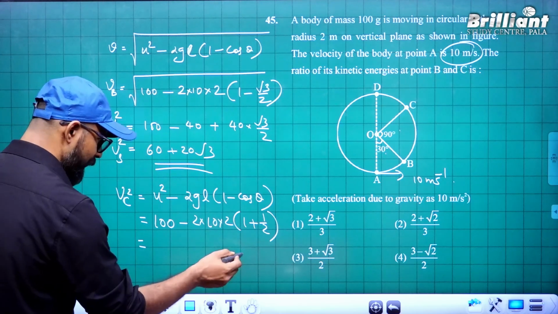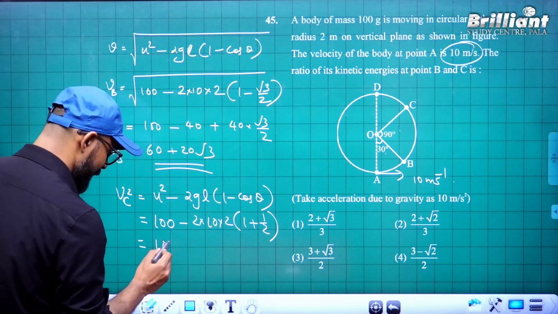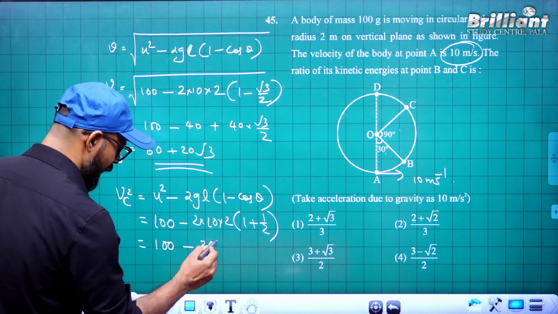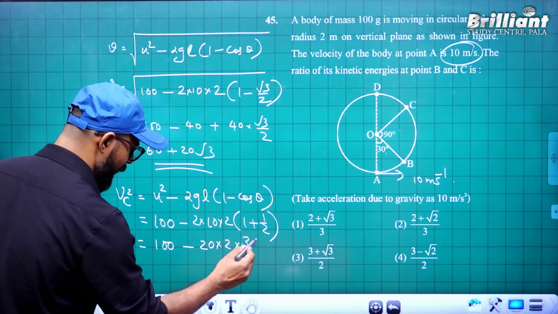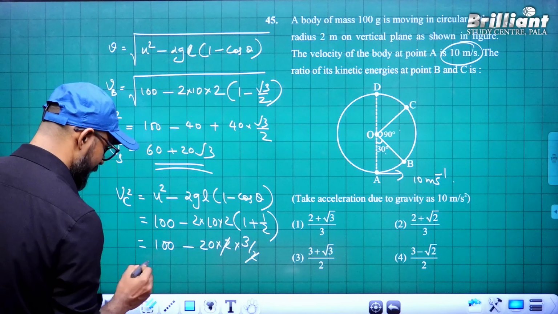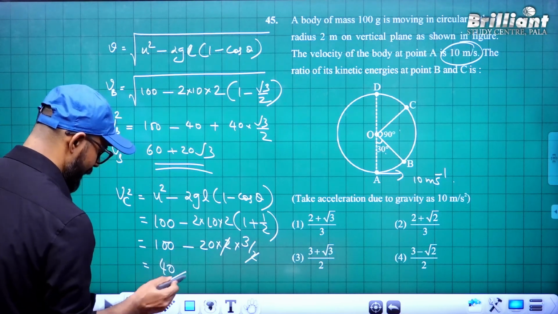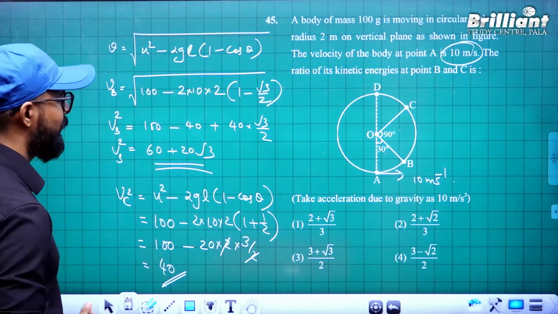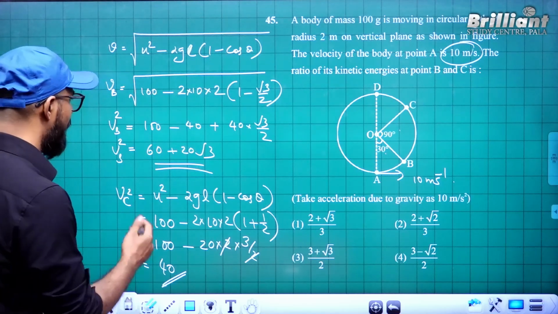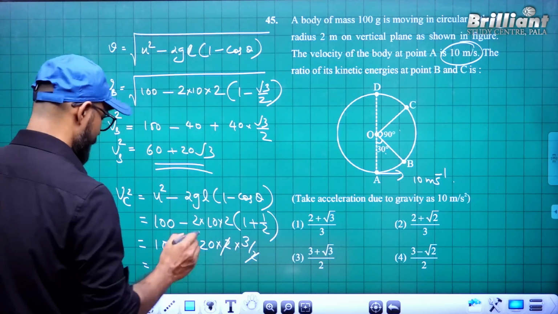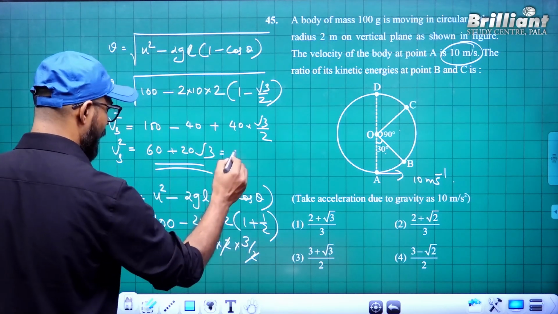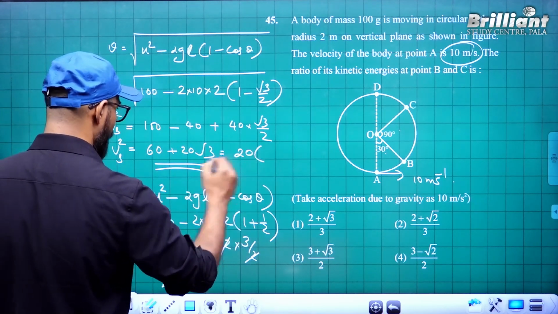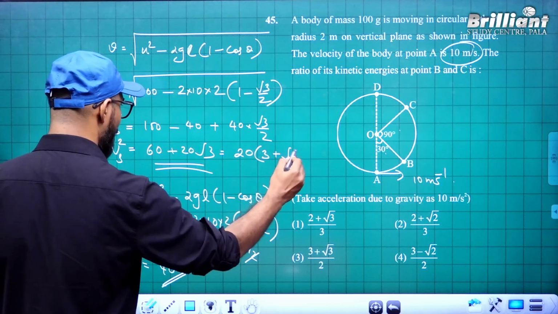That is 3 by 2. One of the 2 will get cancelled. So let's write it as 20 into 2 into 3 by 2. That gives 60, and you get 40 here. All right. So what is the ratio of the kinetic energy? Now I think it's much easier. But let's take the 20 outside. You will get 20 into 3 plus root 3.